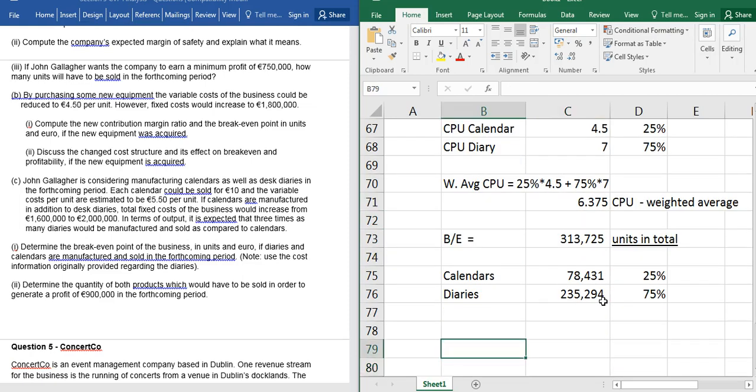So for example, just to prove, if we do your 78,431 times 4.50, because that's how much the calendars earn per contribution, plus your 235,294 times 7, because that's how much the diaries earn, we should hopefully get back to 2 million. And that'll be the contribution earned, which will just cover our fixed costs. And when contribution just covers fixed cost, then you have break even. You neither make a profit, nor do you make a loss. And thankfully, it works out to 2 million contribution.